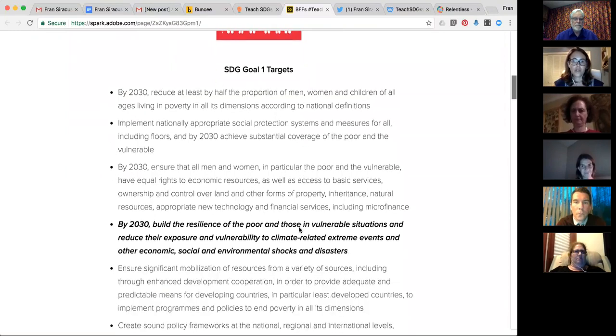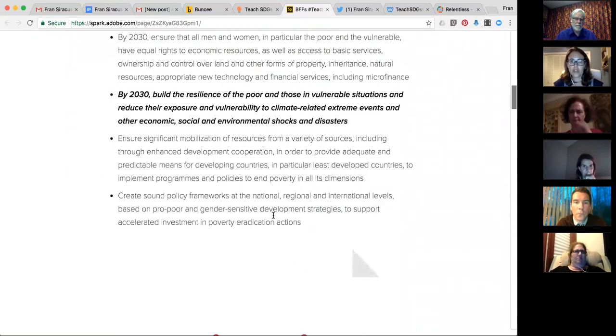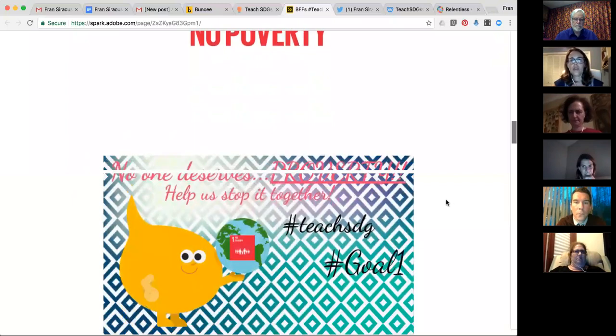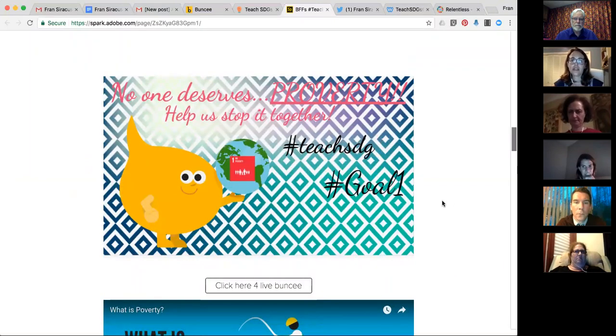So the kids went through and then they picked what they wanted to write. Here's the support poster. Then I said, okay, you need to create, again, just like last time, a digital artifact, a poster that would campaign that we can tweet out. So you can see what they have created here, and they used Buncee again. No one deserves poverty, help us stop it together.